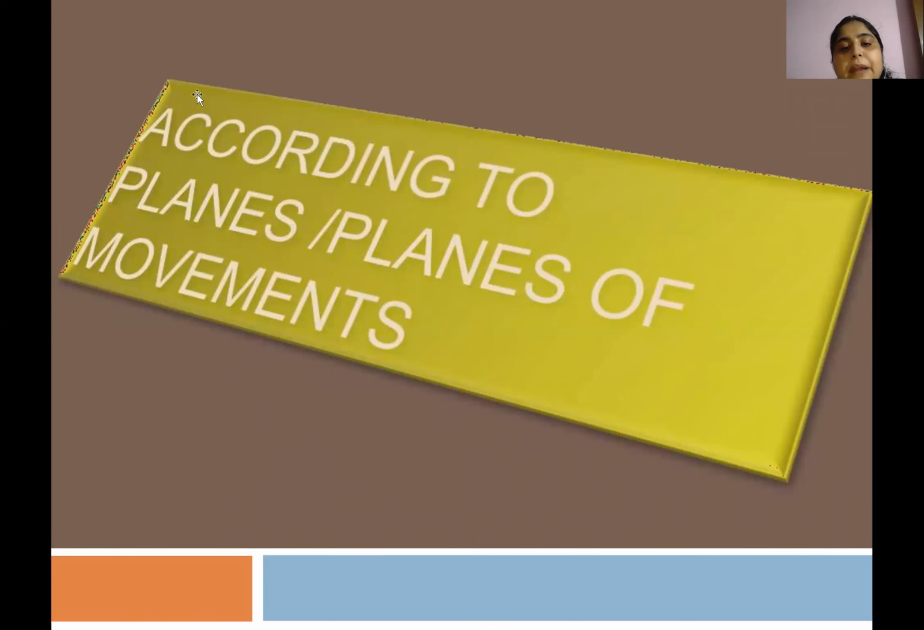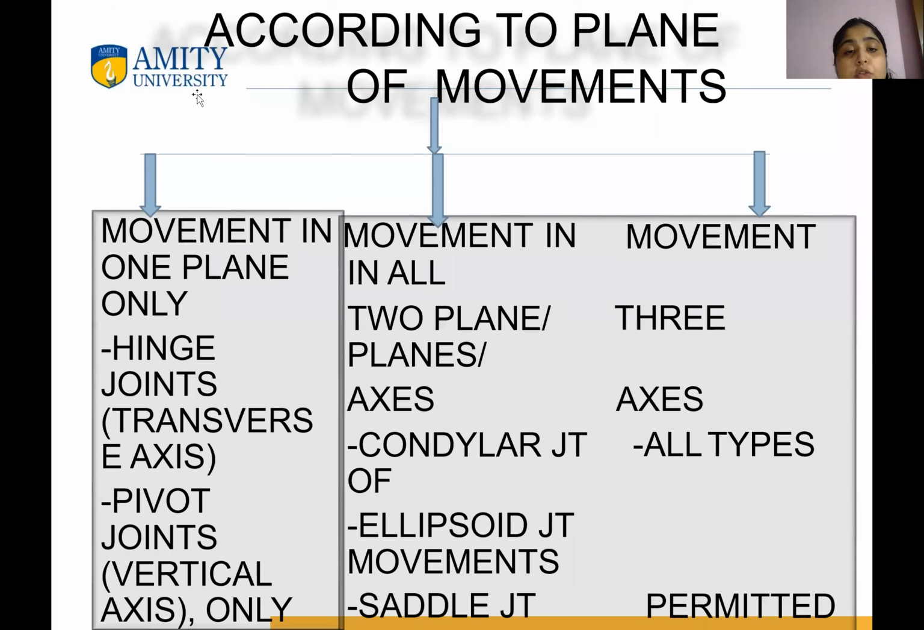Now, according to the planes of movement: movement in one plane occurs in the hinge joint, around the transverse axis, then the pivot joint, around the vertical axis. Movement in two planes: examples are the condylar joint, like the knee joint, then the ellipsoid joint, and the saddle joint, like the first CMC joint. Movement in three axes is in the ball and socket joint.